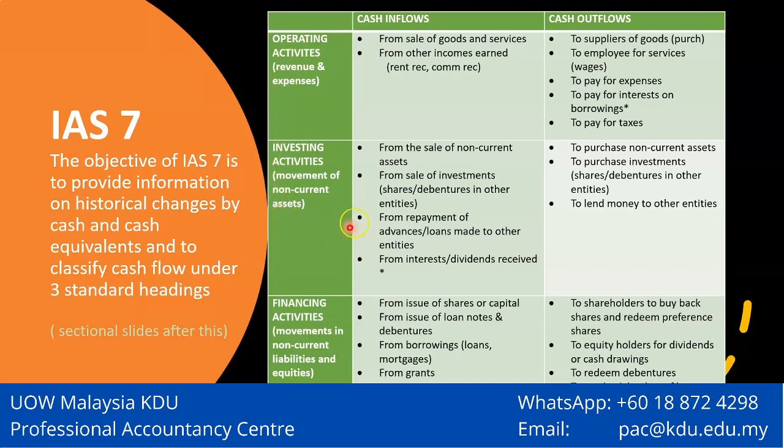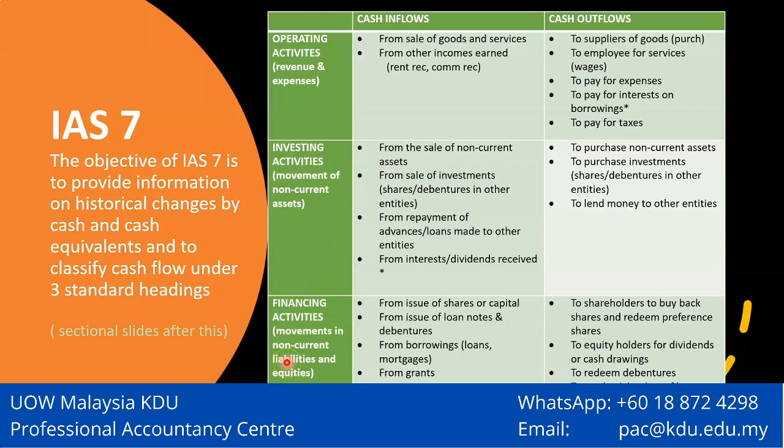Then, of course, the second group is investing activities, which looks at movement of non-current assets. So this is purchase and sales of non-current assets, including tangible ones like property, plant, equipment, intangible assets such as goodwill, patents, brands, trademarks. It also covers investment into other businesses. So all this is considered as investing activities.